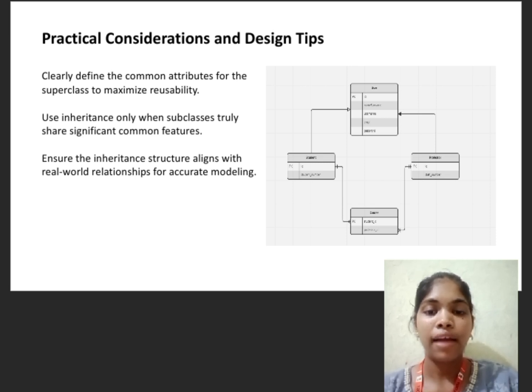Practical considerations and design tips. Clearly define the common attributes for the superclass to maximize reusability. Use inheritance only when subclasses truly share significant common features. Ensure the inheritance structure aligns with real-world relationships for accurate modeling.